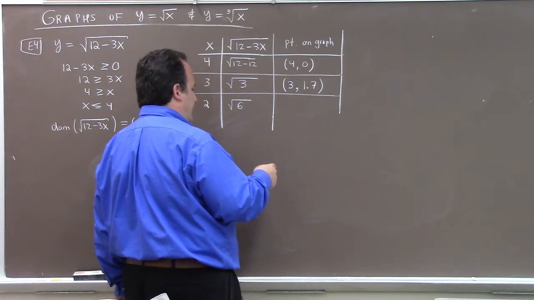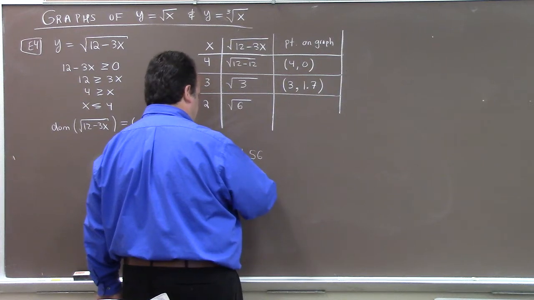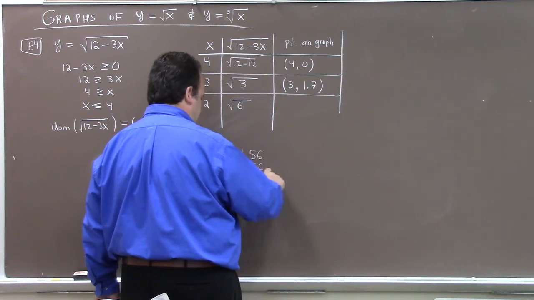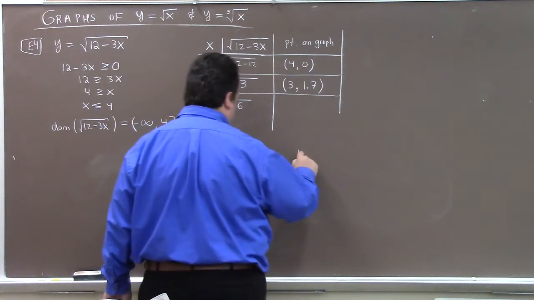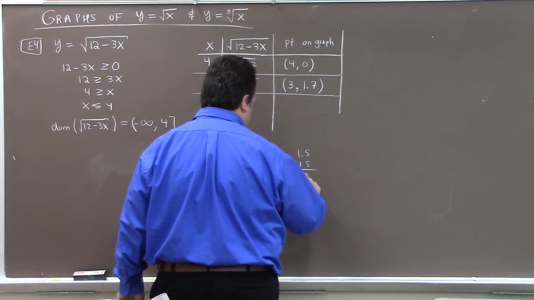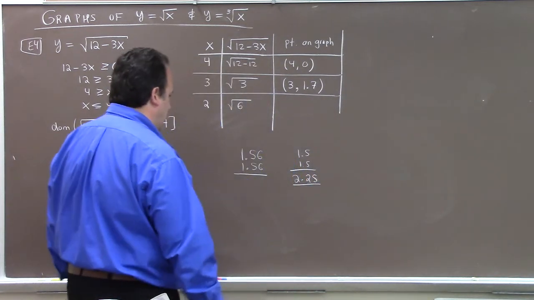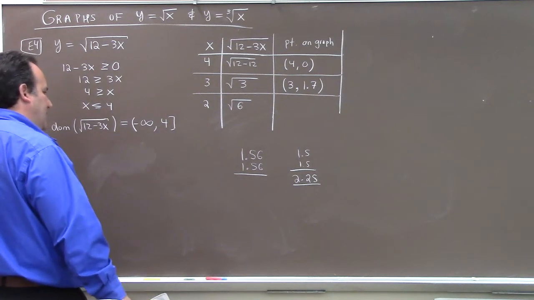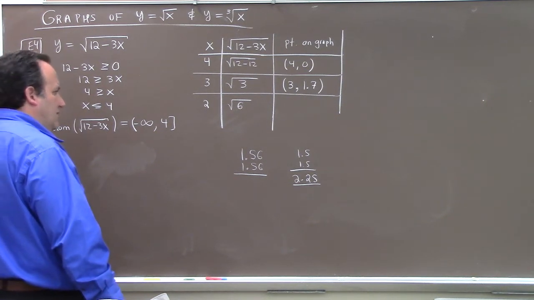Maybe that's right, 1.56. Let me just, I'm sorry. For some reason that seems wrong to me. So if I square 1.56, right? That's basically the same as 1.5 squared, which gives me 2.25, I believe. So no, I don't think it's 1.56. It should be bigger than 2 and less than 3.